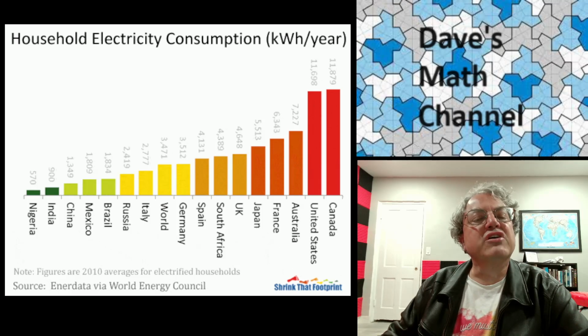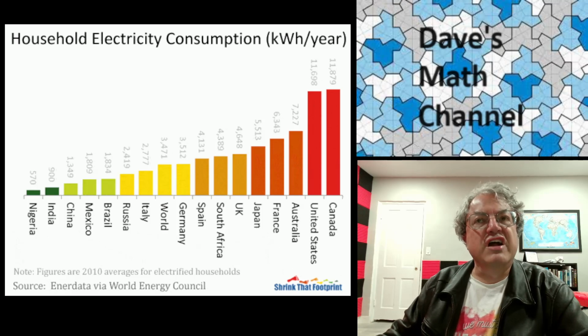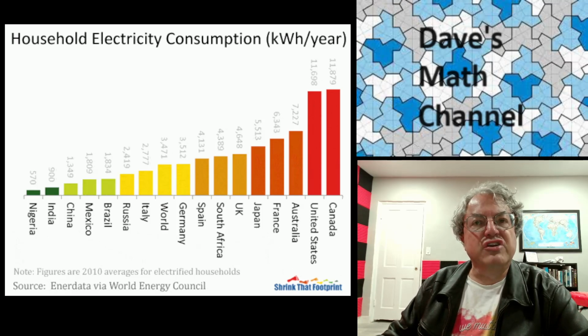But if you look at the United States, this was actually 2010. It's probably a little higher now, but in 2010, the average American household was burning about 12,000 kilowatt hours a year. That's just one household. And if you multiply that by the number of households in the United States, I looked this up, there's about 126 million households in the United States. So that works out to be about 1.5 times 10 to the 12th, about 1.5 trillion kilowatt hours is the total energy output of the United States.